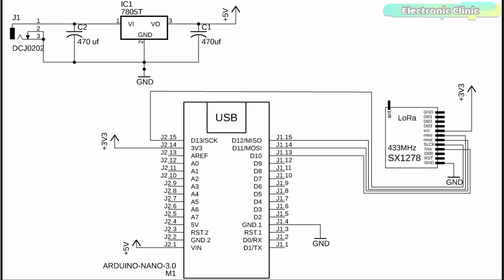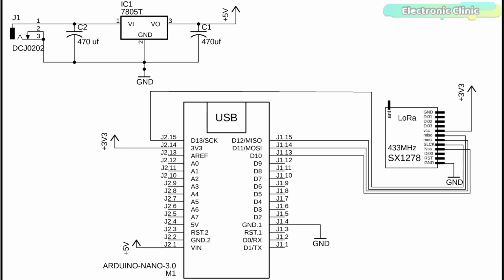The MOSI pin is connected with the Arduino's pin 11. The SCLK pin of the LoRa module is connected with the Arduino's pin 13. The NSS pin is connected with the Arduino's pin 10, and the ground pin of the LoRa module is connected with the Arduino's ground. The same connections we will also need on the receiver side.